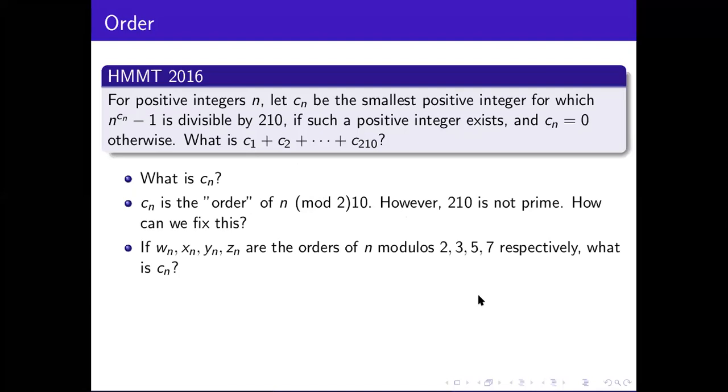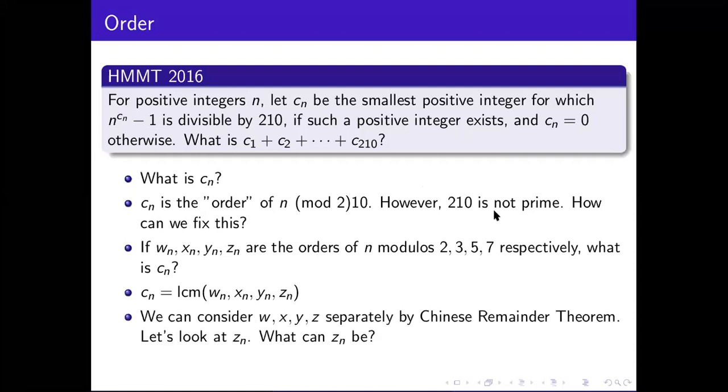In particular, if we call W(n), X(n), Y(n), and Z(n) the orders of n modulo 2, 3, 5, and 7, what is C of n? It's just the LCM, because it needs to be divisible by all of them, but it should be the minimum number divisible by all of them, which is of course just the LCM. So we just look at them separately. First, let's look at Z(n). What can Z of n be? Remember, Z of n is the order mod 7.